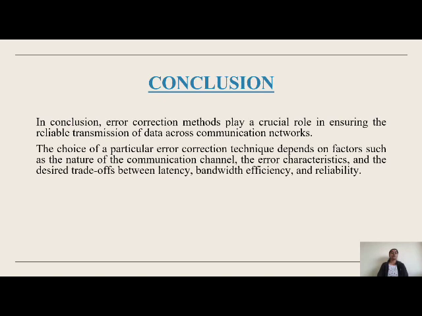Finally, the conclusion of this topic is that error correction methods play a crucial role in ensuring the reliable transmission of data across communication networks. The choice of a particular error correction technique depends on factors such as the nature of the communication channel, the error characteristics, and the desired trade-offs between latency, bandwidth efficiency, and reliability.